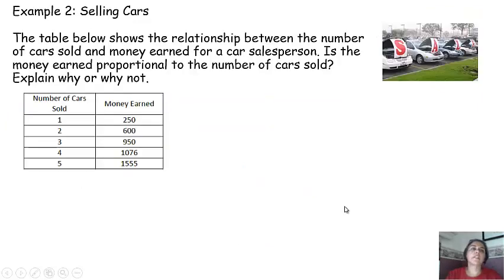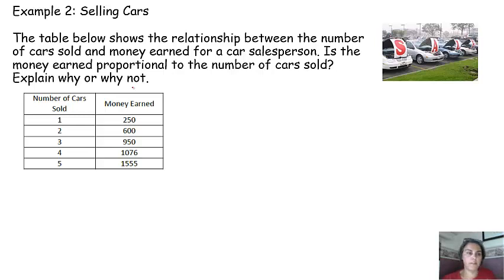Let's take a look at another example. This one's about selling cars. When a salesperson sells cars, they earn what's called commission. They earn a little bit of money every time they sell a car, and that's how they make their money. So the table below shows the relationship between the number of cars sold and the money earned for a car salesperson. Is the money earned proportional to the number of cars sold? Explain why or why not. So I need you to pause the video, try this out, come on back, and we'll try it together.